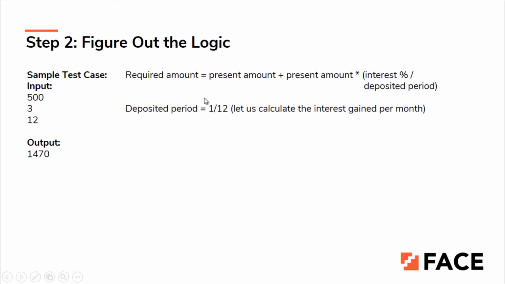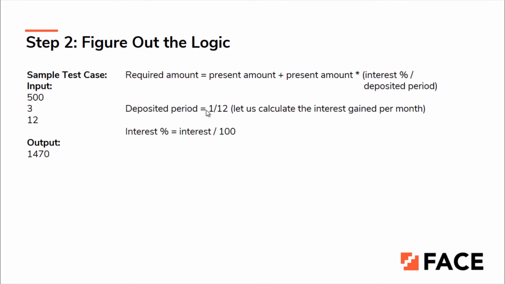Just keep present amount to the RHS and bring all these things to the LHS. So, deposited period is nothing but 1 by 12, because it is per annum, right? So I'll just make it as 1 by 12. Per annum, the rate of interest is incremented. So for per month it would be 1 by 12th of the rate of interest. So interest percentage can be given.